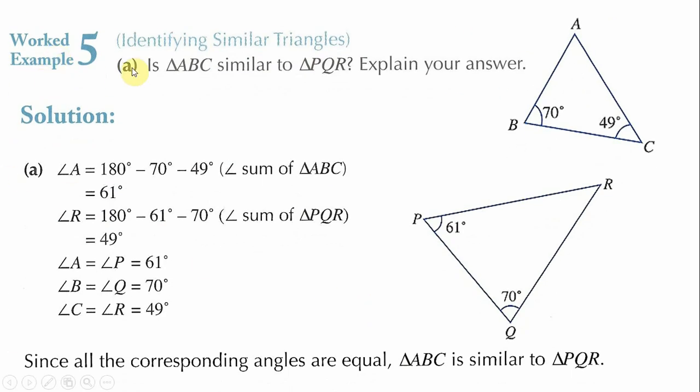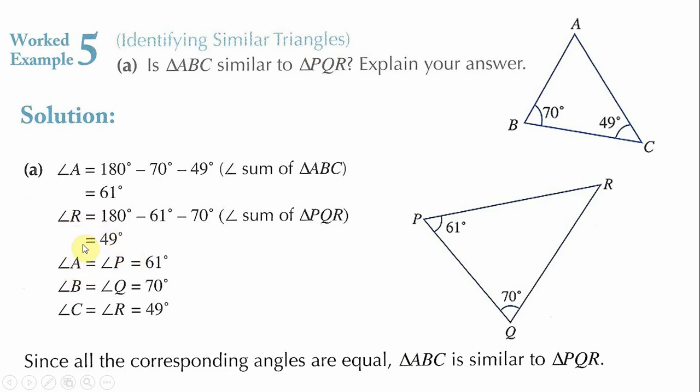Worked example 5, A part. Is triangle ABC similar to triangle PQR? Explain your answer. We have to prove whether these two triangles are similar or not. First of all, we find the third angle in both triangles by subtracting these two angles from 180. Angle A is 61 degrees in triangle ABC and in triangle PQR, angle R is 49 degrees.